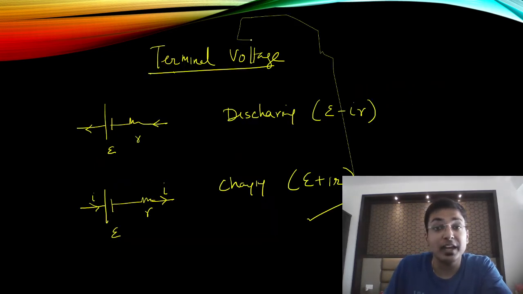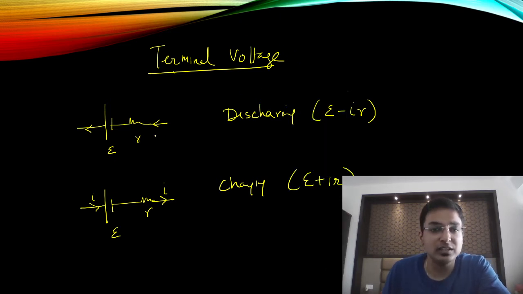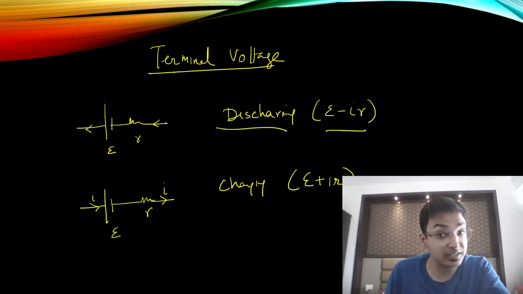Terminal voltage is what? The potential difference across the terminals of a battery, right, guys? So this is the potential difference across the terminals of a battery. For discharging of a battery, it is E minus Ir. For charging, it is E plus Ir. Okay, so these are the terminals A and B, right, guys?